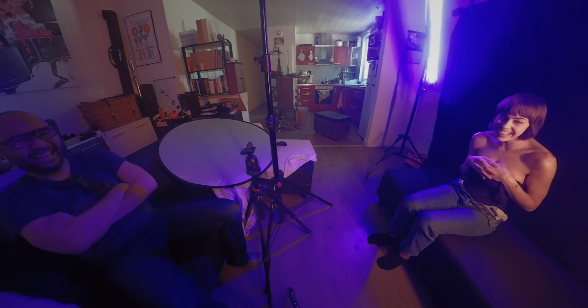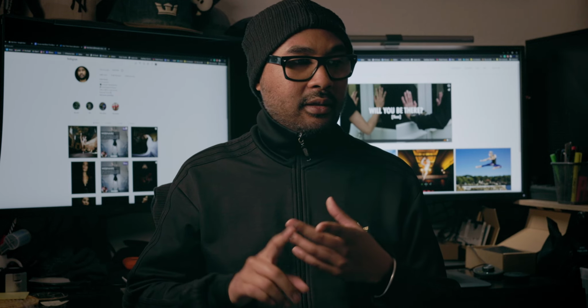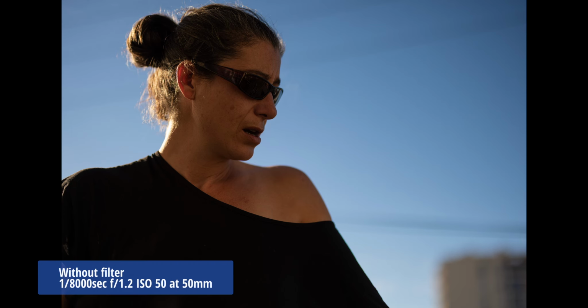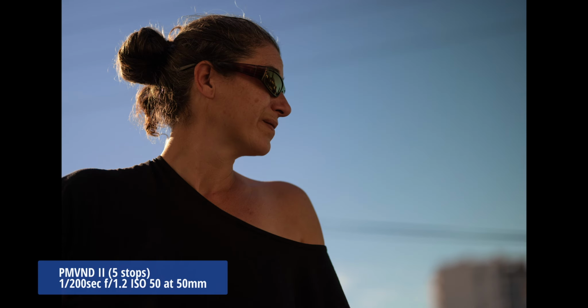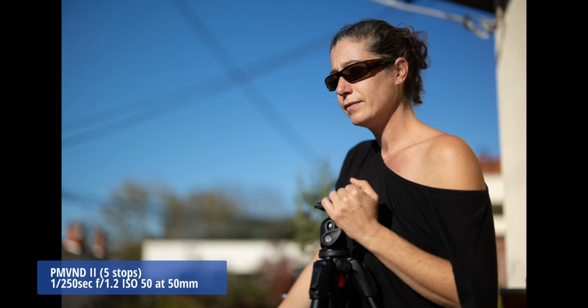There are 2 versions of the PMVND II, the one that blocks from 2 to 5 stops and the other one that blocks from 6 to 9. Most of the VNDs that I had in my hands that were able to block 2 to 9 stops of light in one filter were awful. Color casts, X pattern, and so on. This one gives a slight green tint to your images. Not the end of the world for your photography, but for video, this can be a tiny little problem. So be careful when you're using it for video. Do your white balance once the filter is on.